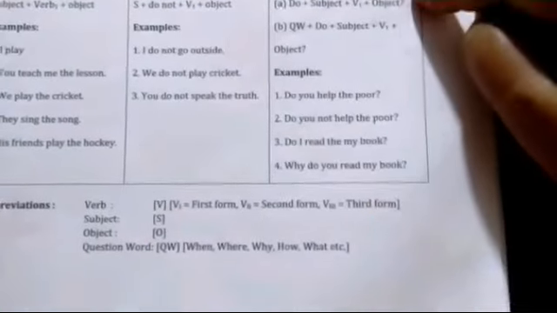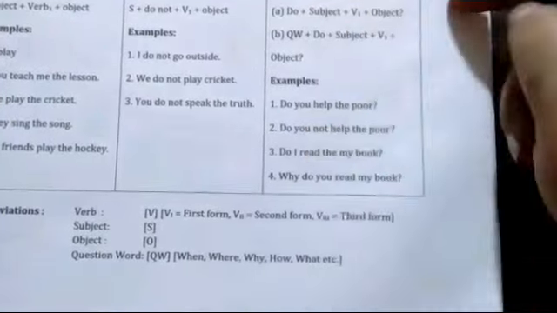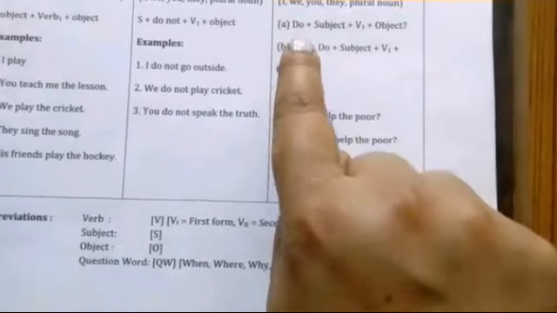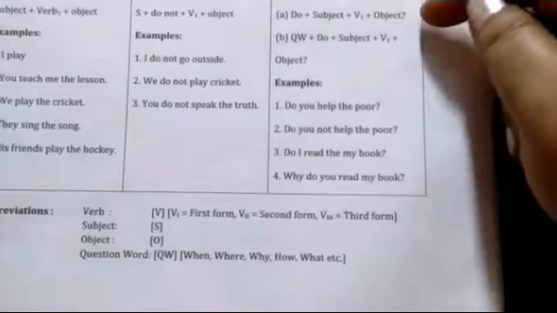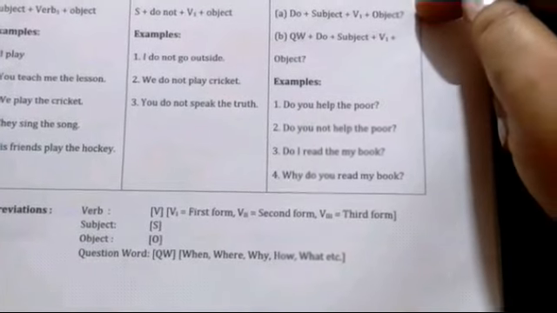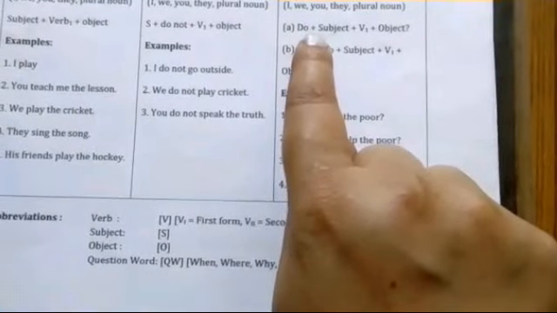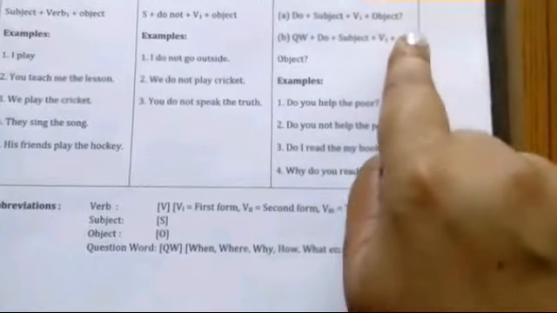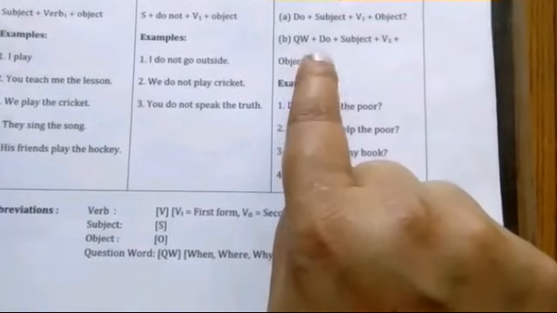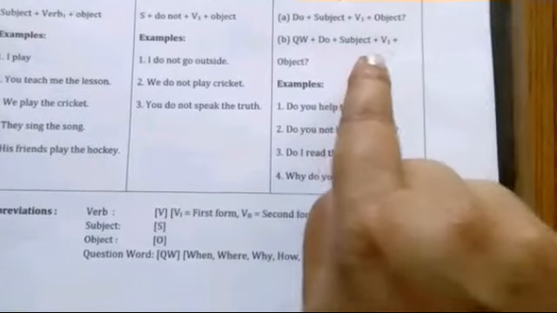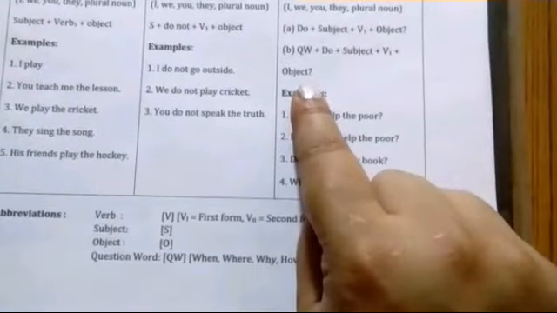Now plural number in interrogative sentence. Plural number is the same: I, we, you, they, plural noun. There are the same 2 types: yes-no answer type and question word question. So the formula is the same, only the difference is in singular number we use does and in plural number we use do. So do plus subject plus V first plus object. Okay. And question word plus do plus subject plus V first plus object. Okay.